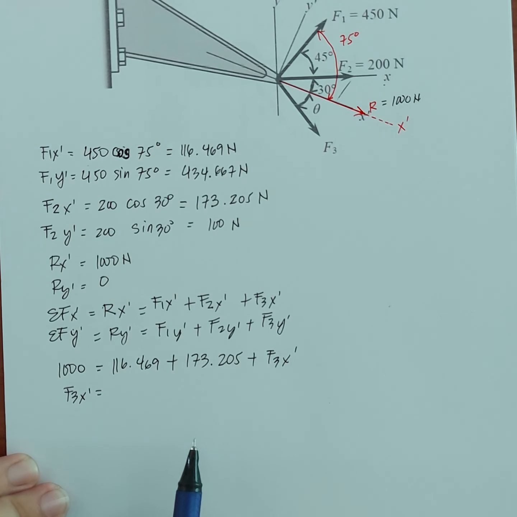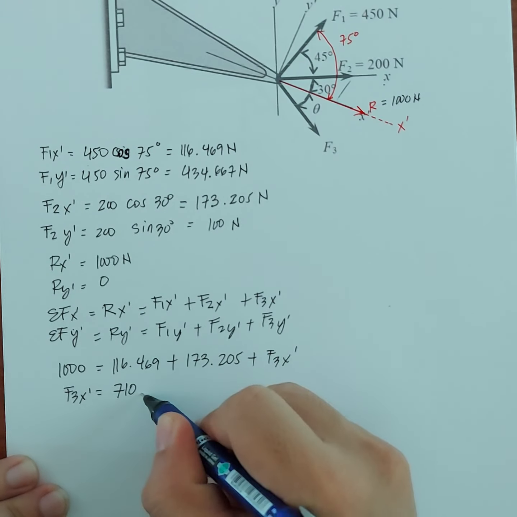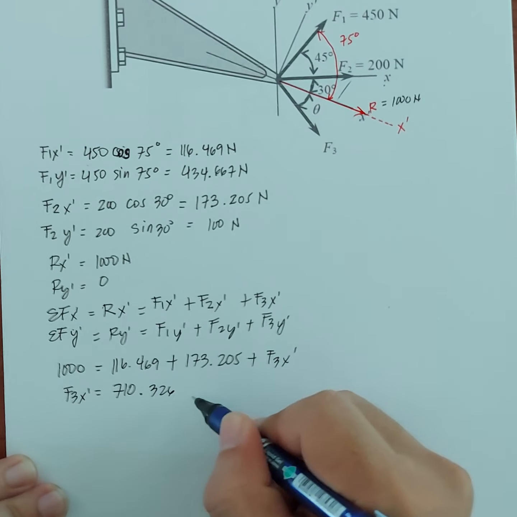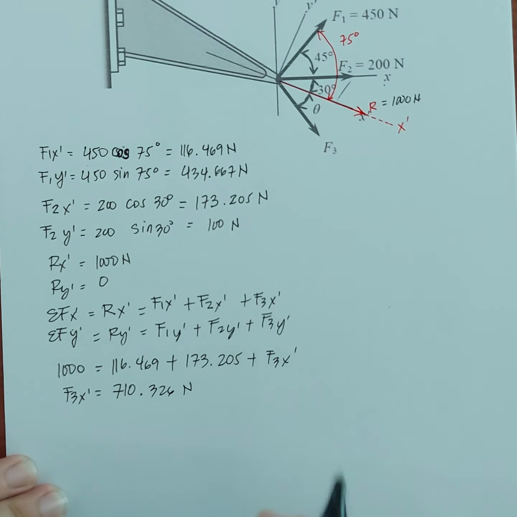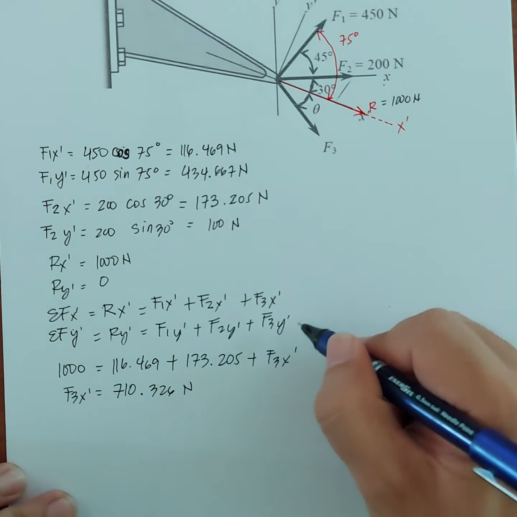Ilan yung ating F3x prime? That's 710.326 newtons. Okay, so positive siya. Next, let's use this naman.